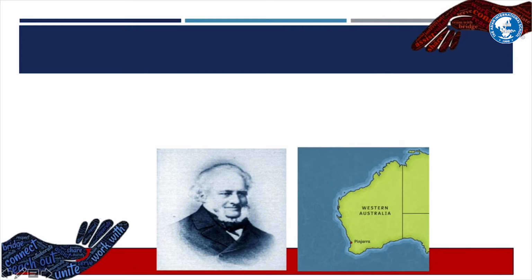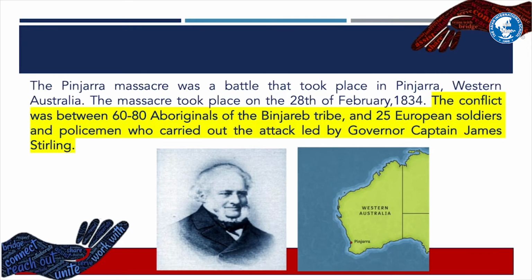Okay. The Pinjarra Massacre was a battle that took place in Pinjarra, Western Australia. And the massacre took place on the 28th of February 1834. The conflict was between 60 to 80 Aboriginals of the Pinjarra tribe and 25 European soldiers and policemen who carried out the attack, led by Governor Captain James Stirling. And if you can still remember, he was the first governor of the Swan River Colony.